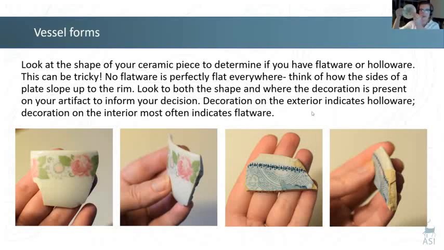Here's my saucer. Where's the decoration? It's here. So it's on the interior on flatware and the exterior on hollowware. So if a piece is curved and the decoration is on the outside, you've got a pretty good clue there that it's hollowware. Now this teacup, it's also got decoration right here, because you do see that when you're sipping your tea. That's something that you see most often on something like a teacup.